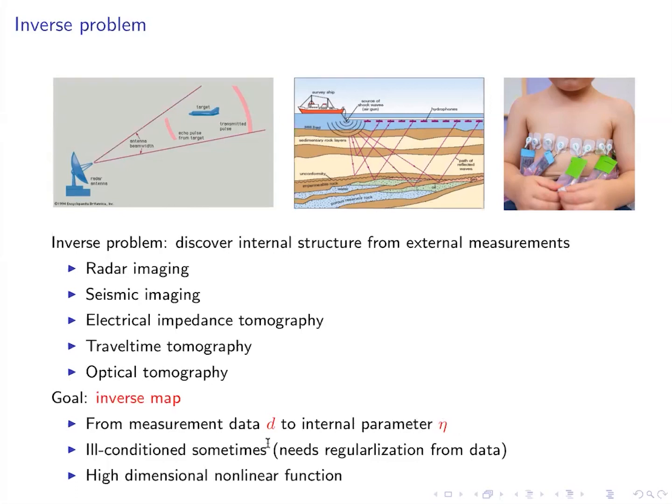you have different eta parameters. The problem with the inverse problem is that, depending on the physics that you use, the problem can be quite ill-conditioned. In this case, we typically need regularization from the data to tell us what would be the most reasonable internal parameter to discover, even though many parameters will satisfy the physics. The other problem, which is the main reason it's connected to deep learning, is that the inverse map is often a high dimensional nonlinear function. The data D you collect is high dimensional, and eta itself is typically a function, a parameter field. It's also high dimensional, and the map between D and eta is nonlinear.